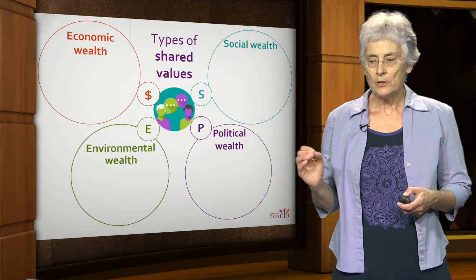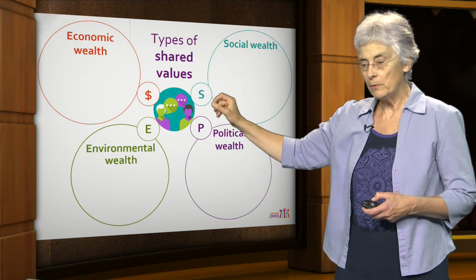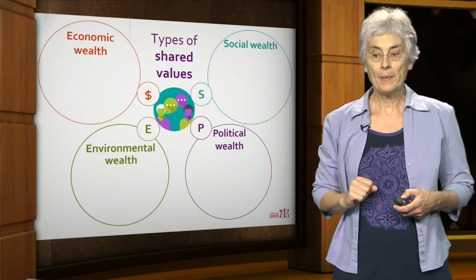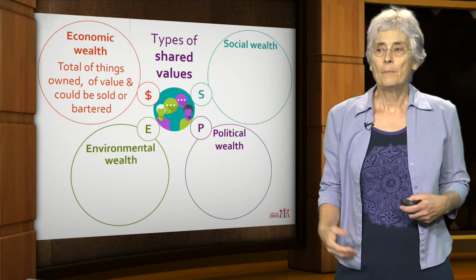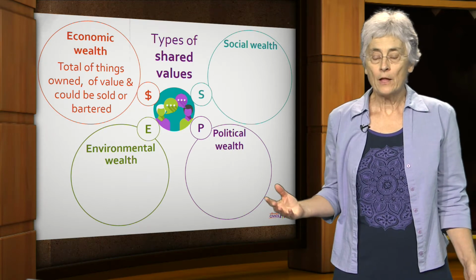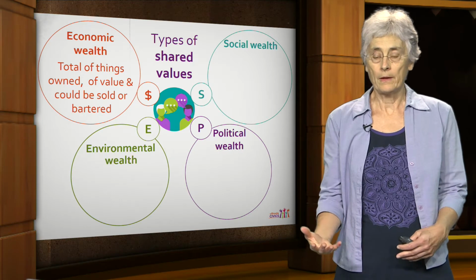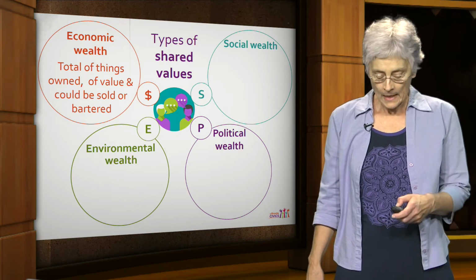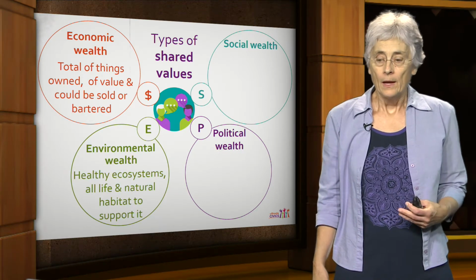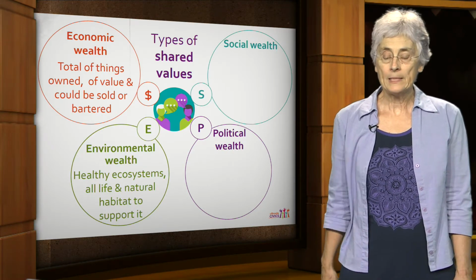Now, usually this slide is up because there's a separate chalkboard or whiteboard to write on. In this case, we're going to have to remember these. Economic wealth makes sense. It's things with a sticker price, things that have value or could be sold or bartered, and it's the total worth of these things. Environmental wealth is healthy ecosystems, all life, and the natural habitat to support it.